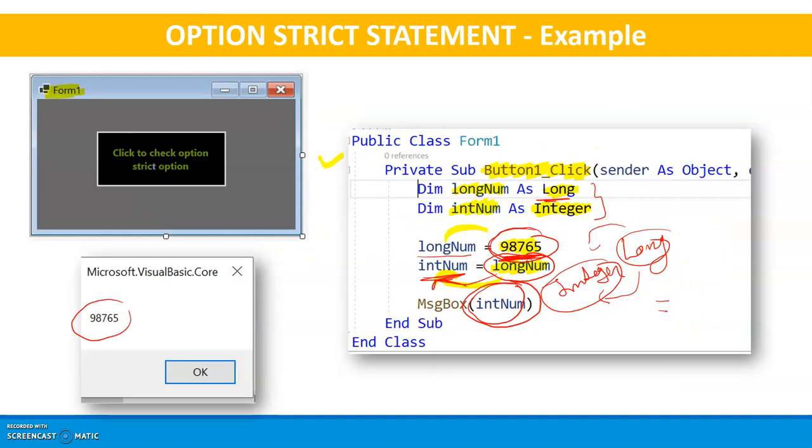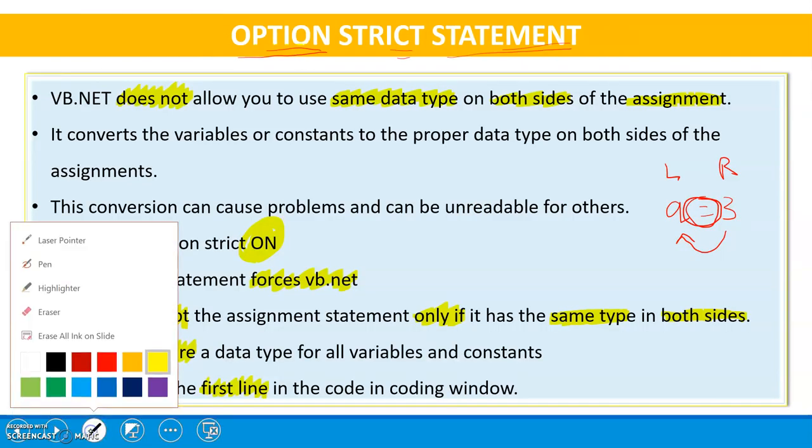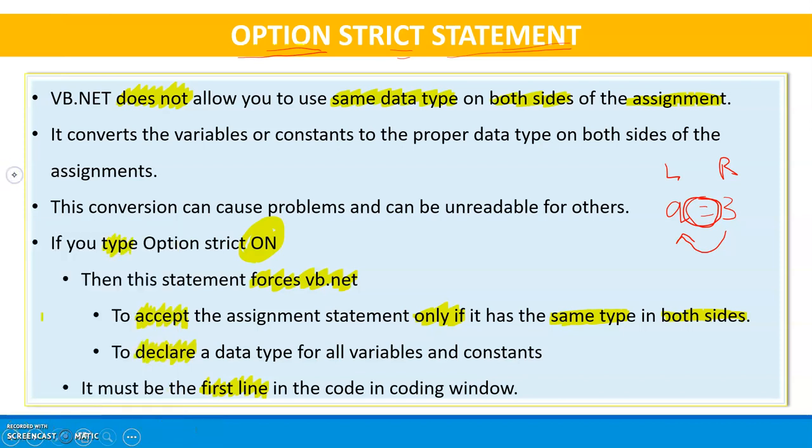So this is about the Option Strict statement. Just use this statement in your practical and check what happens if you keep it on and what if you keep it off. Try both things and then you will get a better idea in practice of what actually happens. So that's it for this session. In the next session we will discuss other points.